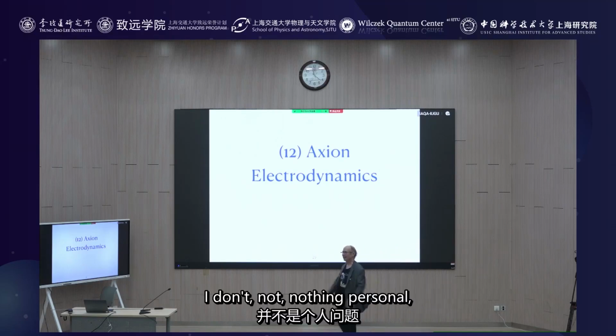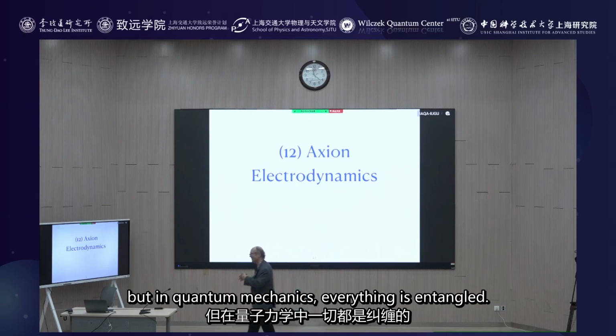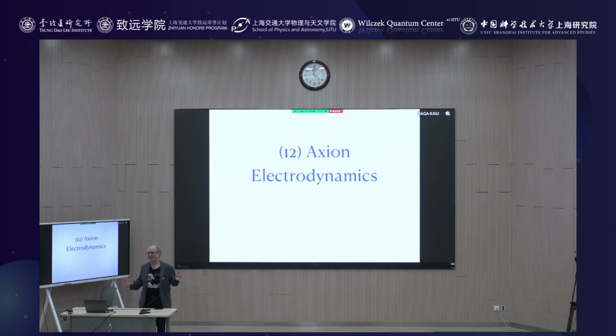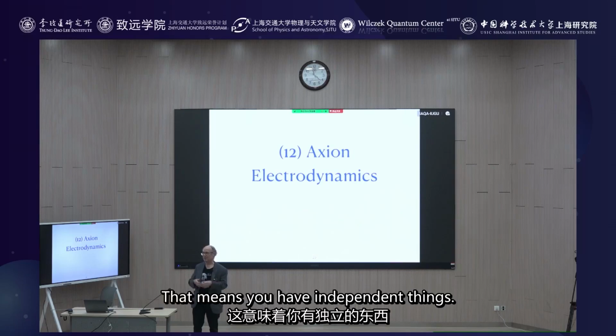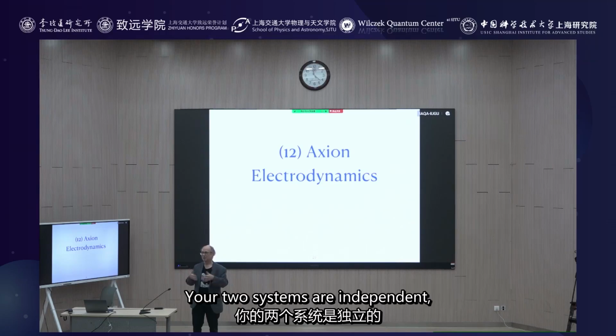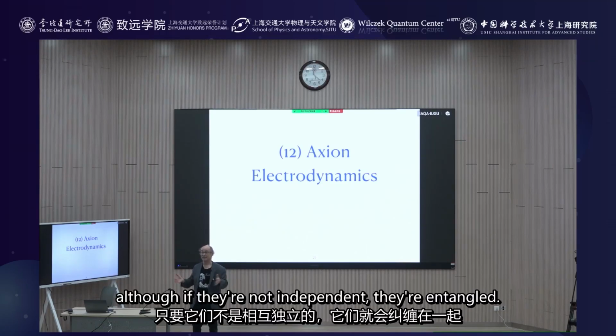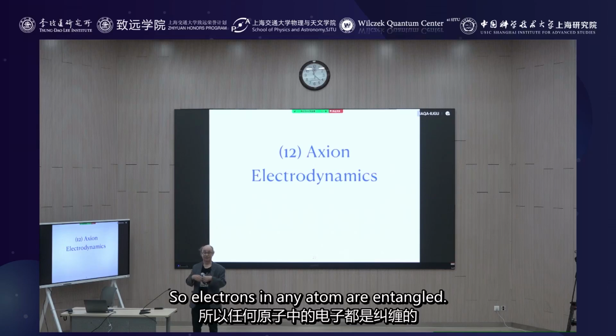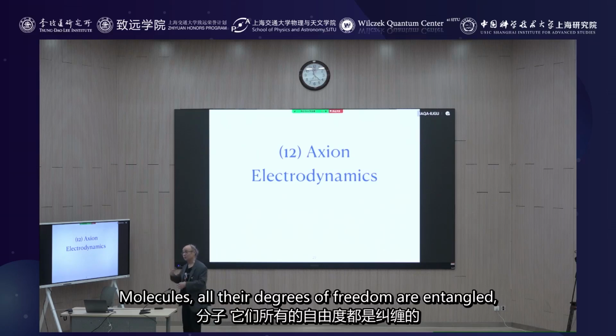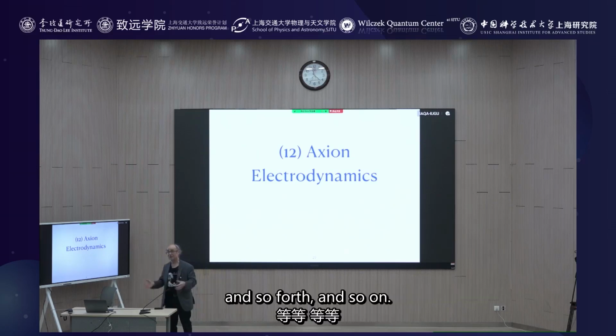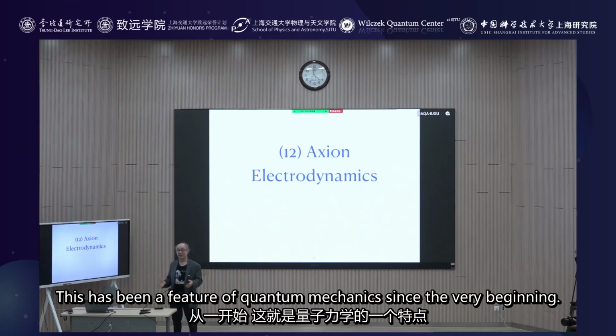Nothing personal, but in quantum mechanics, everything is entangled. Non-entanglement is very rare. That means you have independent things. Your two systems are independent. If they're not independent, they're entangled. So electrons in any atom are entangled. Molecules, all their degrees of freedom are entangled, and so forth and so on. This has been a feature of quantum mechanics since the very beginning.